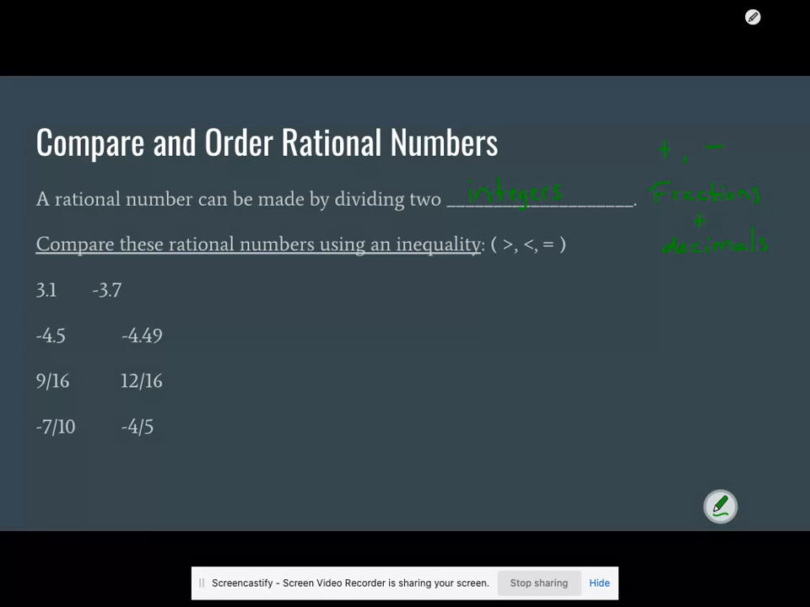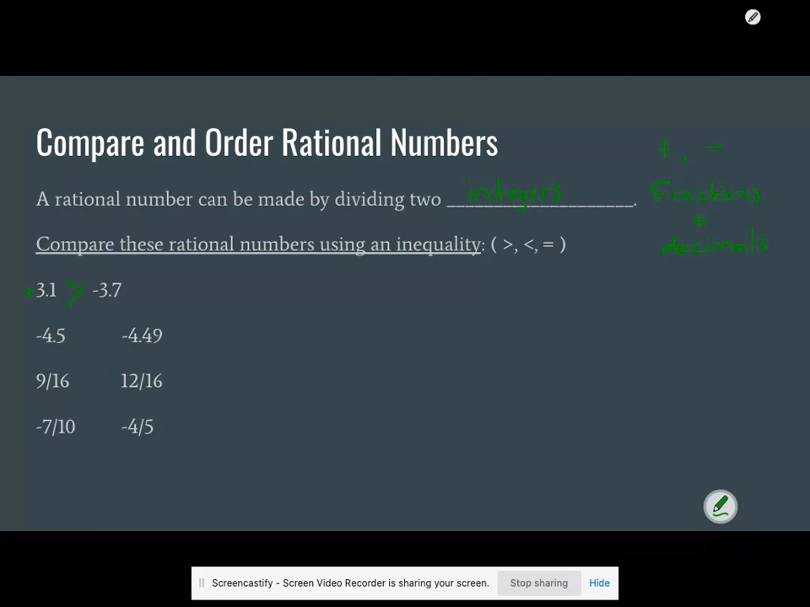So getting into the comparing part of it, take a look. First thing I'm going to do is look at the sign of the two numbers. In my first example, I have a positive 3 1/10 and a negative 3 7/10. Well, a positive is always going to be greater than the negative, so that makes my answer pretty easy.